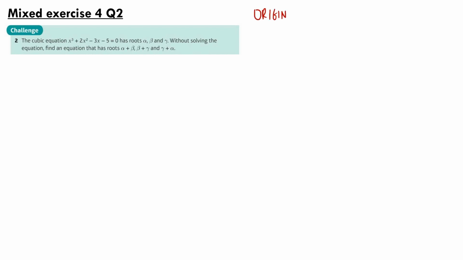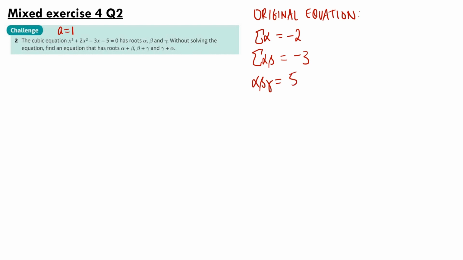So the original equation, we have the sum of the alphas is minus b over a. A here is equal to 1, so it's just minus b, so minus 2. The sum of the alpha betas is going to be equal to c over a, or just c, so that's minus 3. And then finally, we have alpha beta gamma is going to be equal to minus d over a, or just minus d, which is 5.